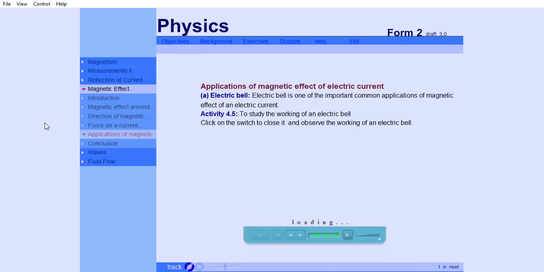Applications of magnetic effect of electric current. Electric bell. Electric bell is one of the important common applications of magnetic effect of electric current. The figure shown represents an electric bell. To study the working of an electric bell, click the switch to close it and observe what happens. When the switch is closed, current flows. The soft iron core gets magnetized and attracts the soft iron armature.